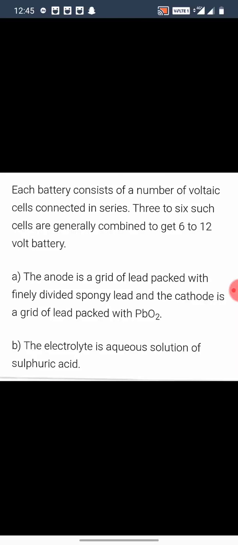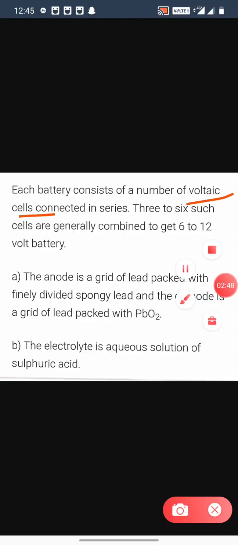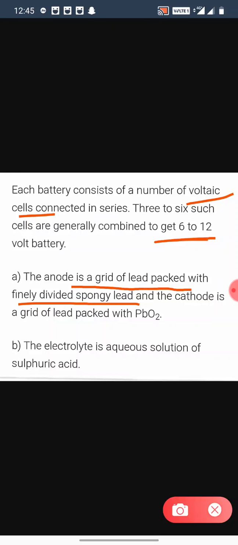Each battery consists of a number of voltaic cells. Don't get confused with this term voltaic. It is nothing else but galvanic cell. And the cells are connected in series. 3 to 6 such cells are generally combined to get a voltage of 6 to 12 volt battery. And what is anode here? Anode is a grid of lead packed with finely divided spongy lead, and the cathode is a grid of lead packed with PbO2. So here you can see that both anode and cathode are made up of lead in one form or the other, and the electrolyte is made up of sulfuric acid.